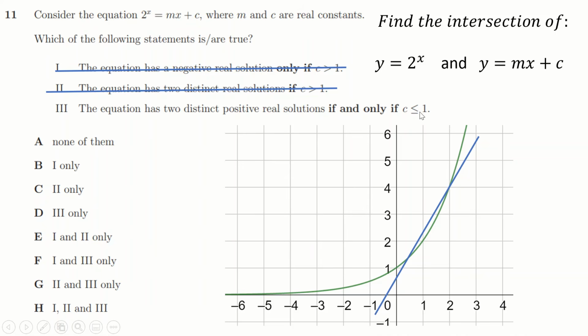Like if c is less than or equal to 1, do you get two positive solutions every time? And the answer is no, right? This line here, we've already seen it. C is less than or equal to 1, and I only get one solution. So I don't get two distinct positive solutions. It's also negative if c is less than or equal to 1 every time. It is the only way to get two, but you don't always get two. So this isn't true either. And so none of them are actually true.